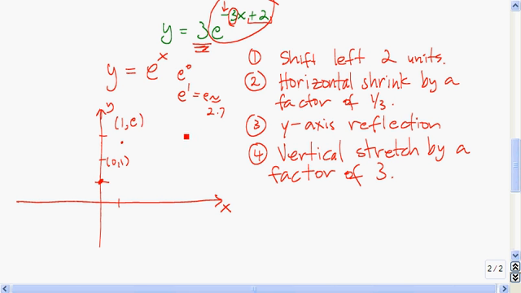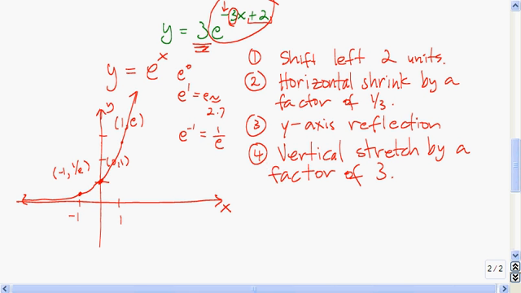And when x is -1, we get e to the -1, which is 1 divided by e. So we'll plot that around 1/3. So that's the point (-1, 1/e). So this is an exponential growth function. It goes like that. Now I'm going to do all 4 of these transformations to each one of these 3 points.